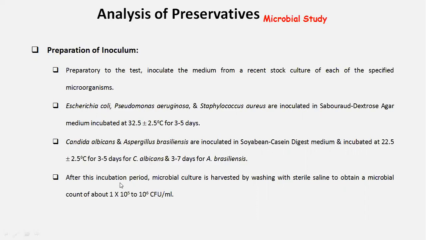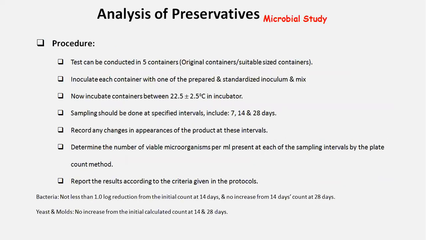After the specified incubation period is completed, the microbial culture is harvested by washing with sterile saline to obtain a microbial count of about 1 into 10 power 5 to 10 power 6 CFU per ml. So coming to the procedure, the test can be conducted in 5 containers. We can use the original containers of the preservatives, or we can sample the preservative from the original container and select suitably sized containers to perform this microbial study.